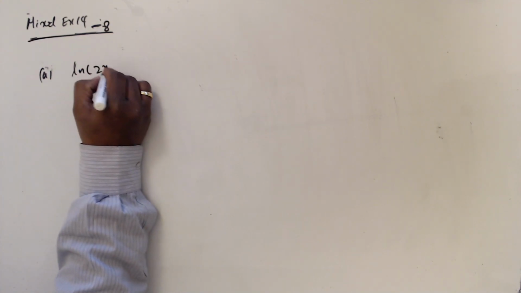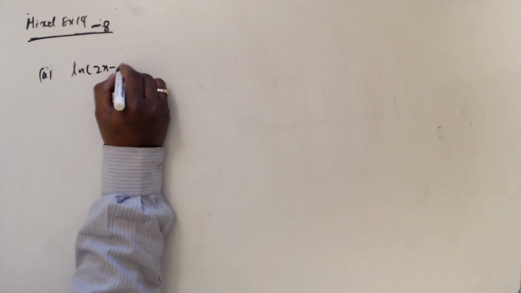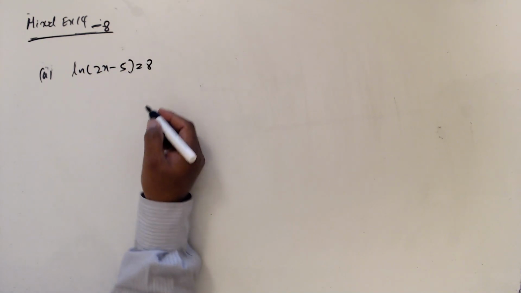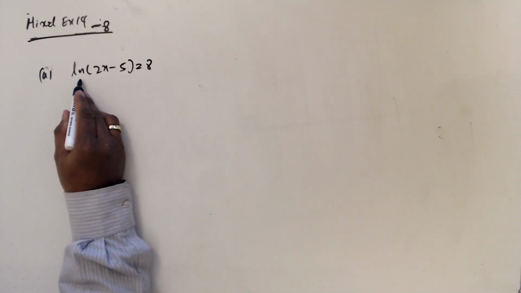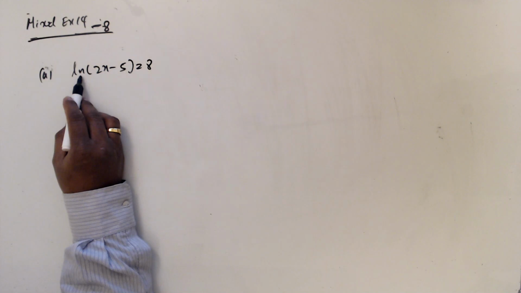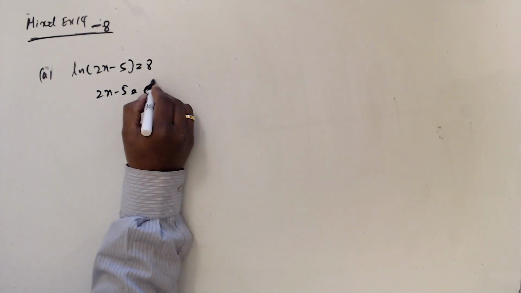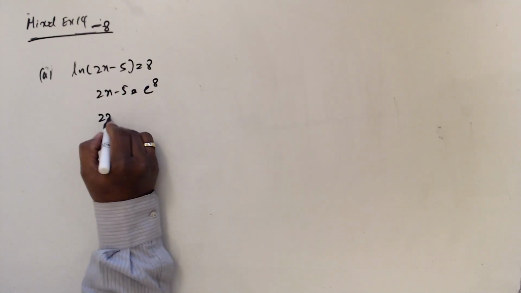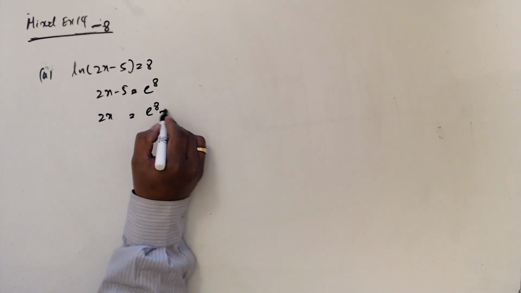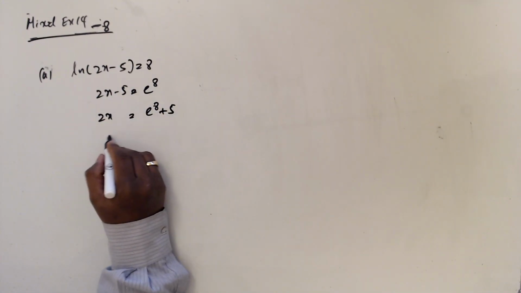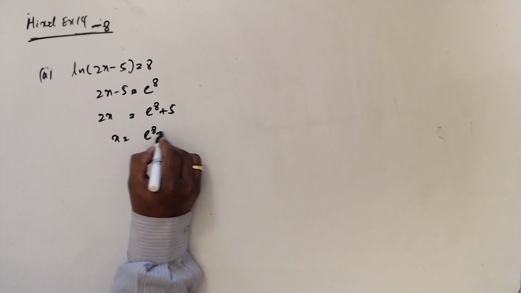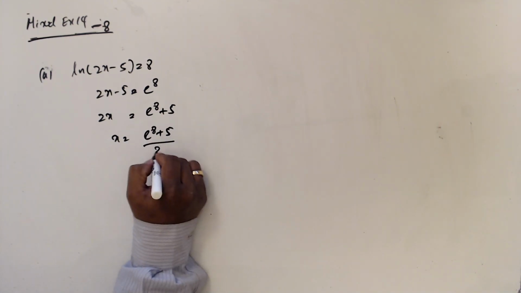ln(2x minus 5) equals 8. Now we need to solve. Now this ln is a headache. ln means which base? Base e. So 2x minus 5 is e to the power 8. Now 2x equals e to the power 8 plus 5, moving 5 to the other side. x equals (e to the power 8 plus 5) divided by 2.